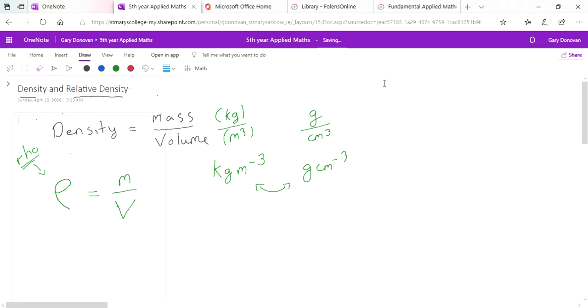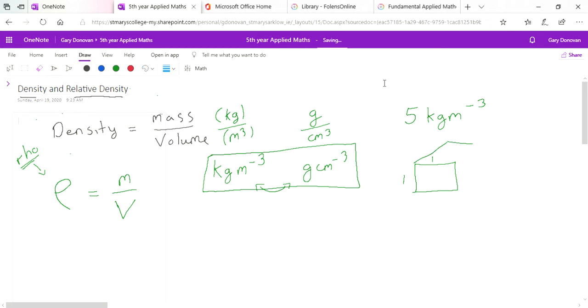So without even knowing the equation, you should really try and understand variables by their units. For example, if something had a density of 5 kilograms per meter cubed, what does that mean? Well, it means 1 meter cubed of it, and we could draw a meter cubed. A box 1 meter high by 1 meter wide by 1 meter deep would have a mass of 5 kg. That's what it means. It means every 1 meter cubed of that substance has this mass.